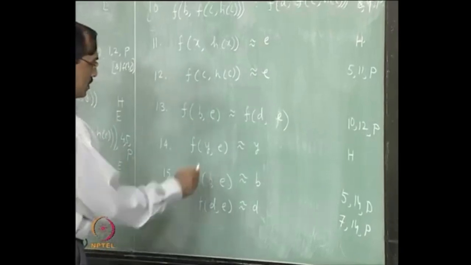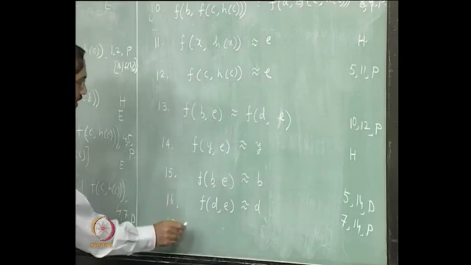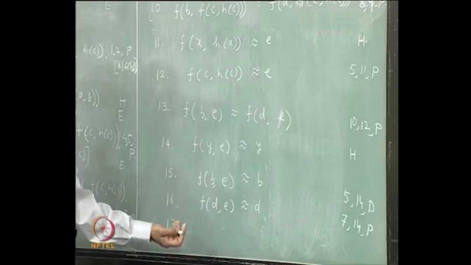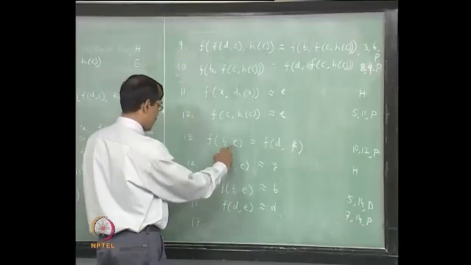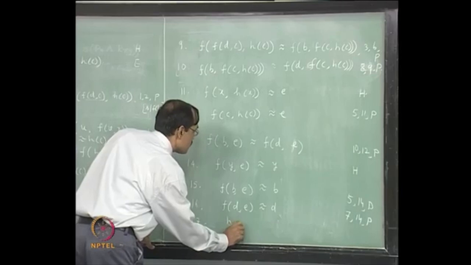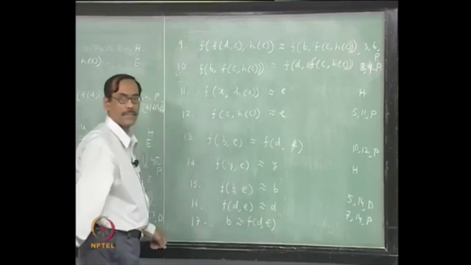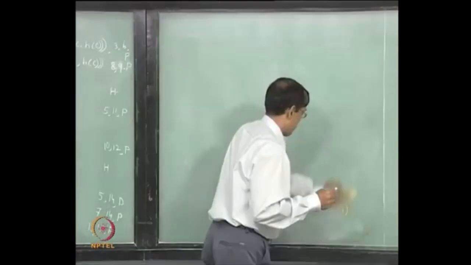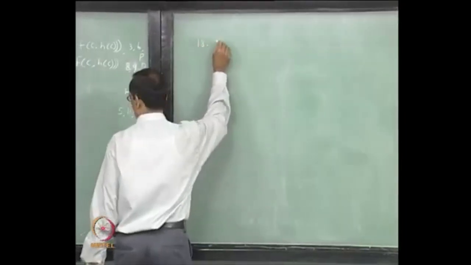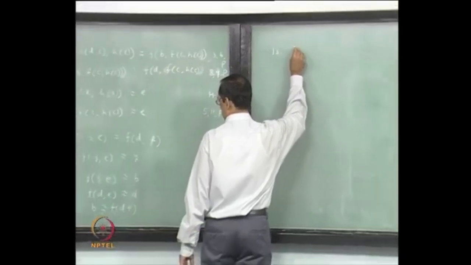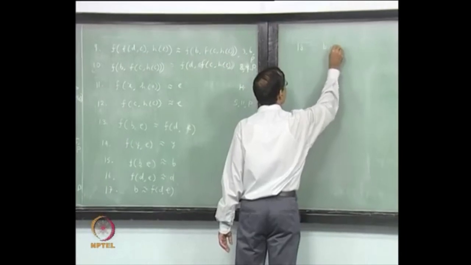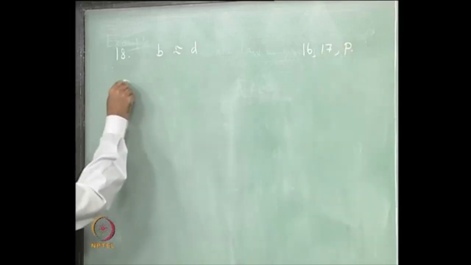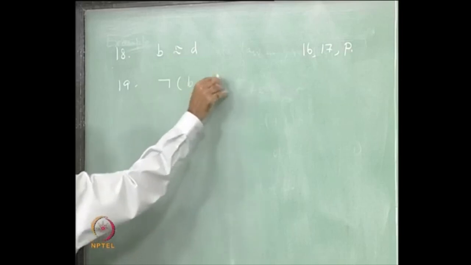Then from this 13, 17 is 13 and 15, 15, 16, then you need 13. So, let us say 13 and 15, 13 and 15 would give b equal to f d. Okay. So, 13, 15 paramodulation. Next you need one more, 18, that gives 16, 17 b equal to d. Next, it is not over, hypothesis.